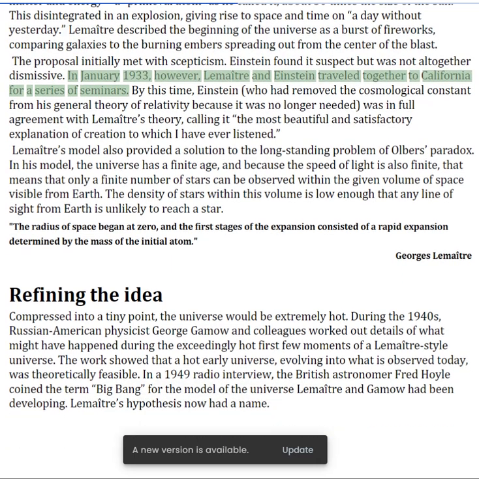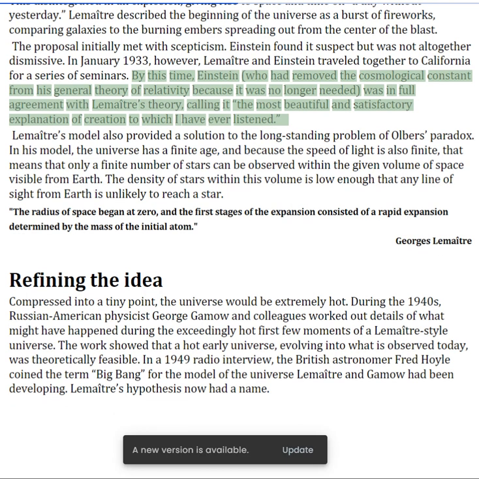In January 1933, however, Lemaitre and Einstein traveled together to California for a series of seminars. By this time, Einstein was in full agreement with Lemaitre's theory, calling it the most beautiful and satisfactory explanation of creation to which I have ever listened.